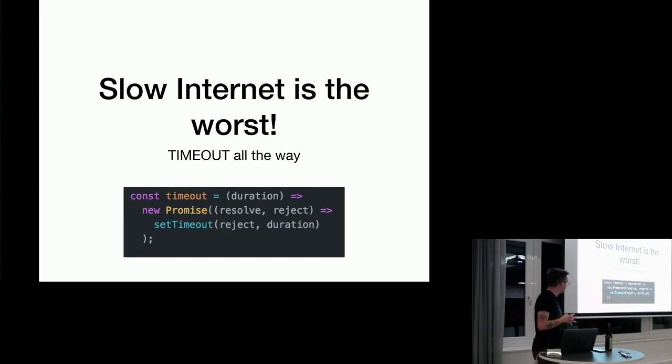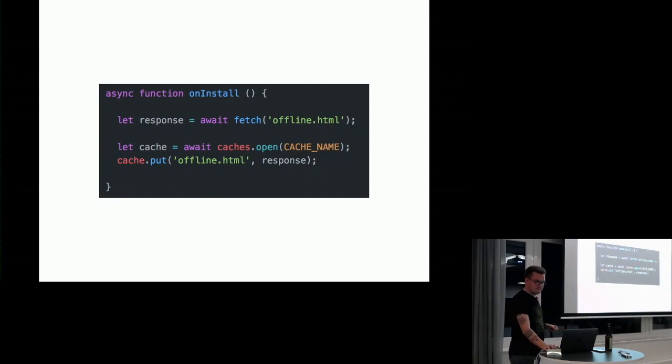Okay, here I have a small timeout function with which you can give it the duration, and after the duration it rejects. So in async await it throws an error. But just keep that in mind for the next example.